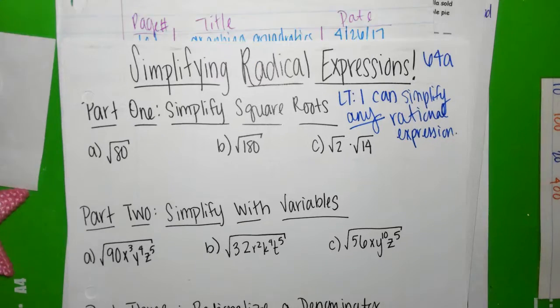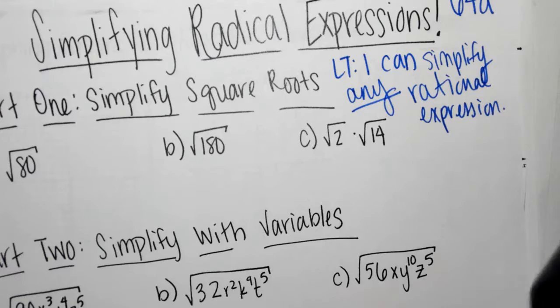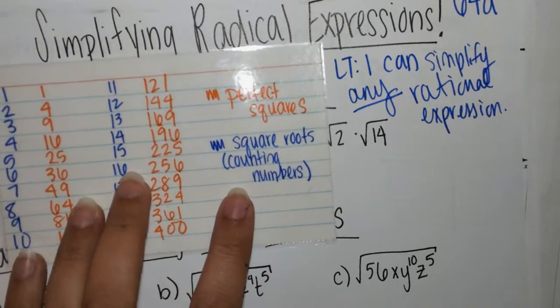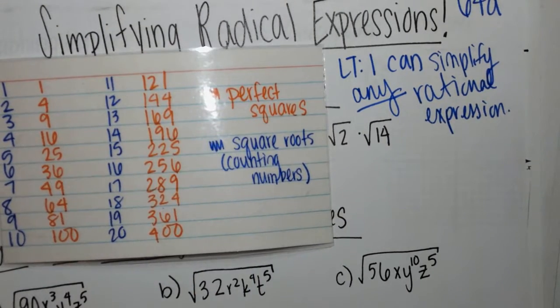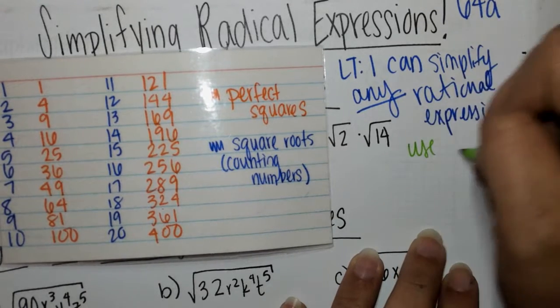So we're going to be using our perfect squares. Hopefully you kept your perfect square note card like I told you to. But if not, I have mine. So to simplify a radical expression, because it's a square root, you are going to use your perfect squares.